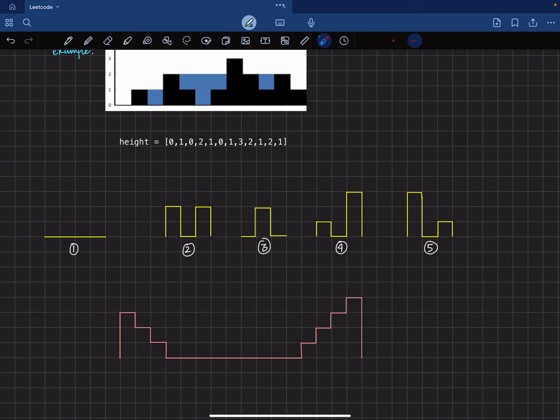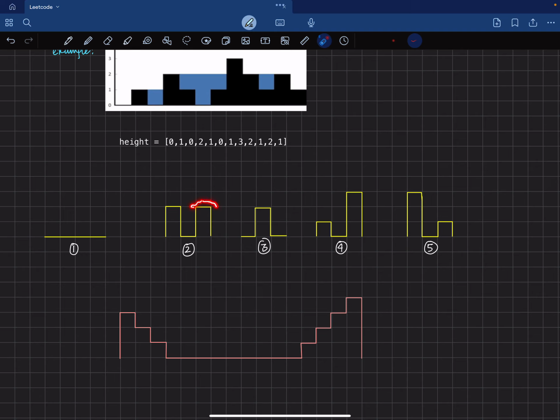How many units of water will be trapped in this region? 1 unit of water, 1 unit of water, which sums up to 2 units of water, correct? How many units of water will be trapped on this part? If the water falls on this, what will happen to the water? Think logically. If the water falls on this, will the water be trapped? Probably no. Why? Because the water will spill down, correct?